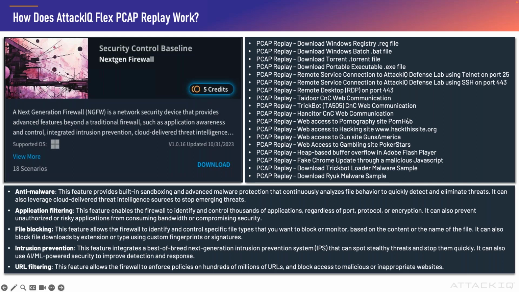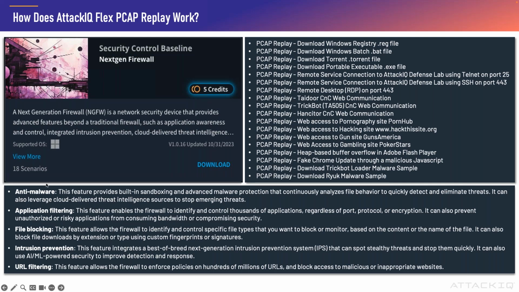So you can see there's a whole range of PCAPs here. From trying to download a Windows registry .reg file, batch files to see if your firewall content filter is going to stop that, trying to do a remote desktop out over port 443, something you'd expect to be stopped by your firewall when you're trying to run a port within a port, along with some C2 web communication as well, and trying to download some malicious files to see if that gets stopped. And of course, it's PCAP, so it's as real-world traffic as you can get.